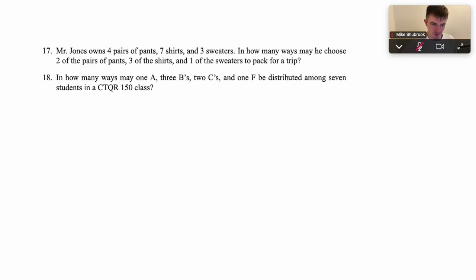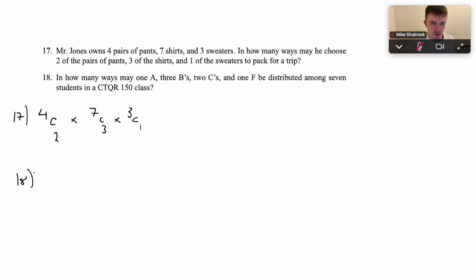So we have 4 pairs of pants, 7 shirts, 3 sweaters. In how many ways may he choose 2 of the pairs of pants, 3 of the shirts, and 1 of the sweaters? So I've got 4 pairs of pants and I want to choose 2 of them. And then I have 7 shirts and I want to choose 3 of them. And then I have 3 sweaters and I want to choose 1 of them. And then we multiply each of these together. That's 17.